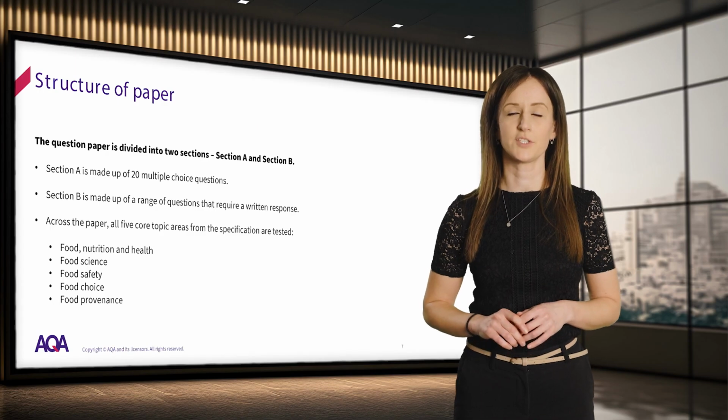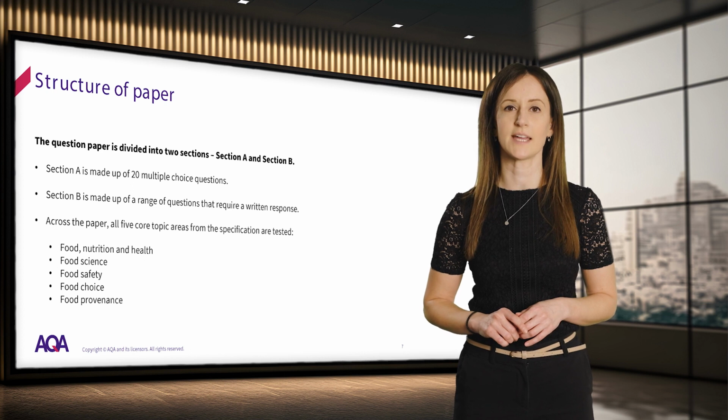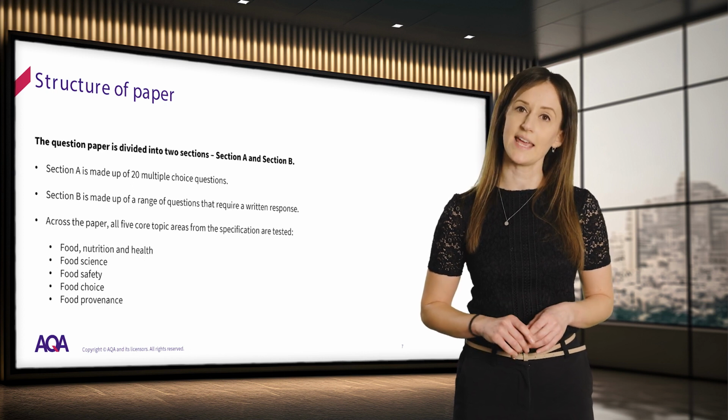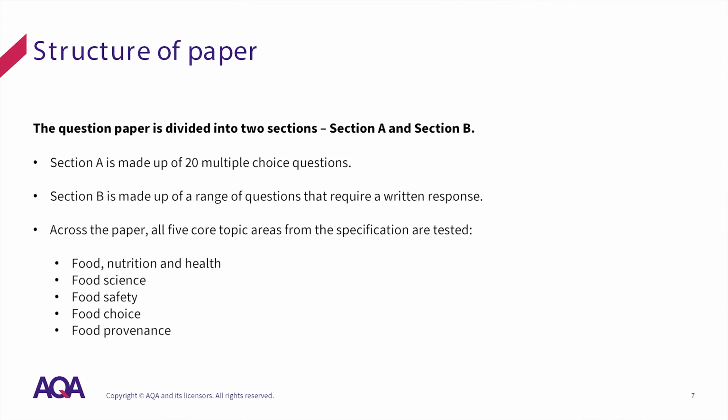The question paper for GCSE food preparation and nutrition is divided into 2 sections, Section A and Section B. Section A is made up of 20 multiple choice questions. Each question presents students with 4 possible responses to choose from. Section B is made up of a selection of questions ranging from 2 to 12 marks, which requires students to provide a written response. Across both sections of the paper, students are tested on all 5 core topic areas from the specification: food nutrition and health, food science, food safety, food choice, and food provenance.